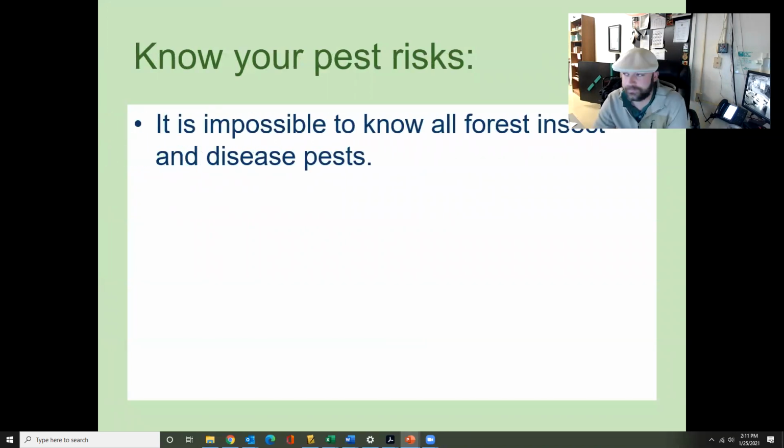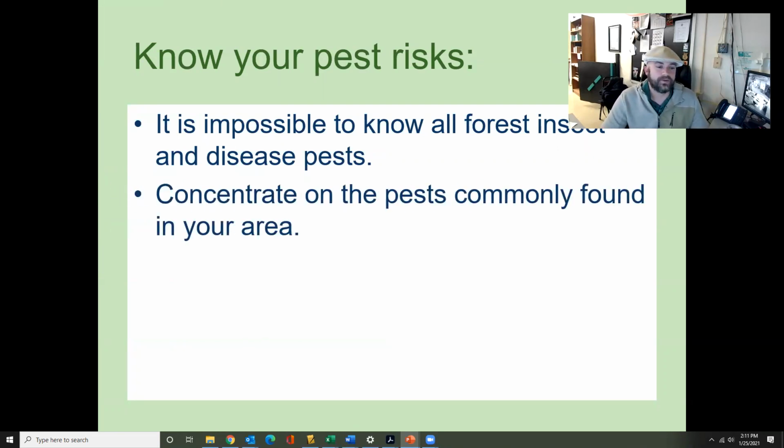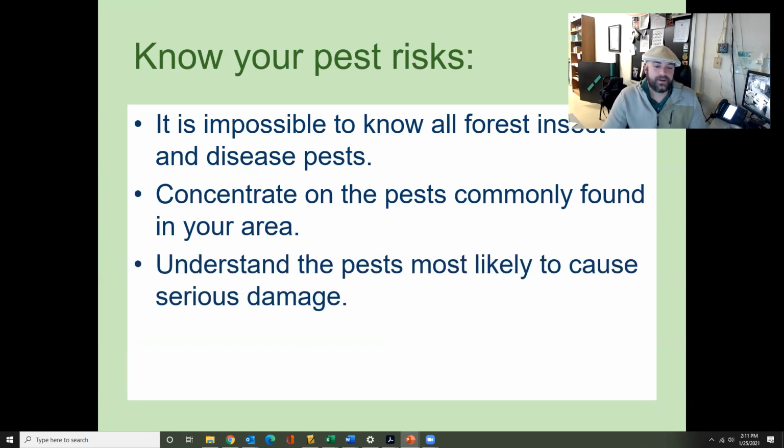So, know your pest risk. It is impossible to know all forest insect and disease pests, so concentrate on the pests commonly found in your area and understand the pests most likely to cause serious damage. Just like around here with the emerald ash borer, we now have sprays for that, but they're pretty invasive. So I wouldn't be surprised if that entire population is taken out.